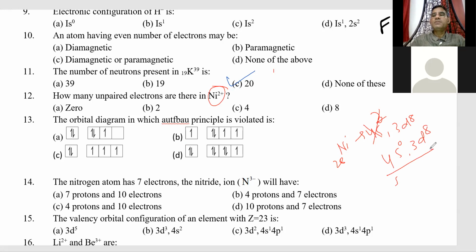Those two electrons will be lost from the last shell. Which is the last shell? 4s. So the configuration is 4s0 3d8, which means 2 unpaired electrons. So this will be the answer.